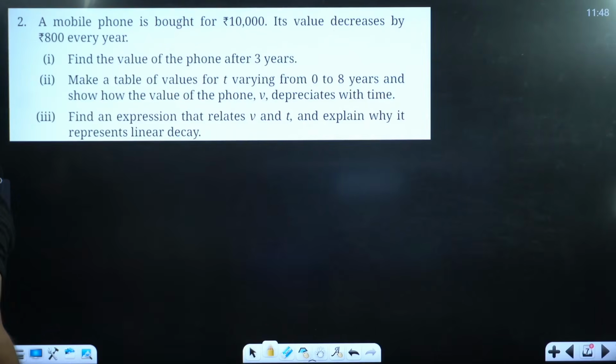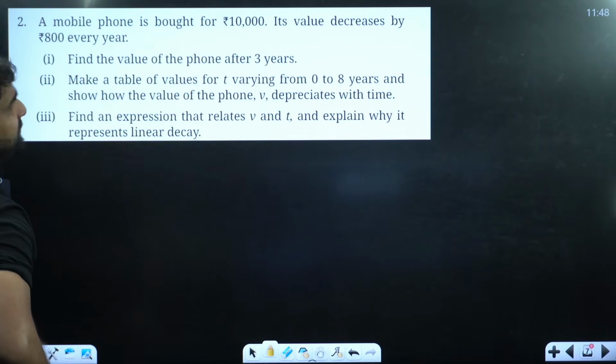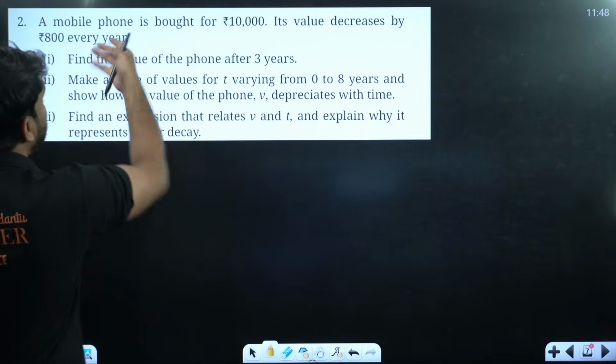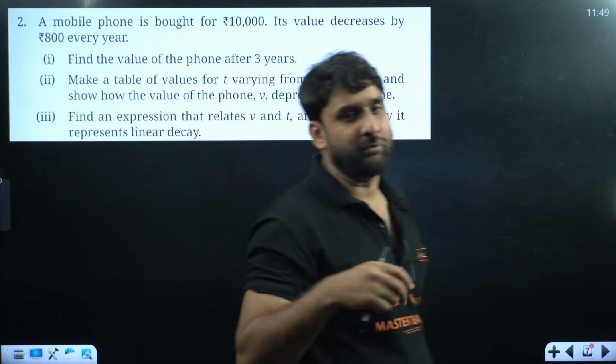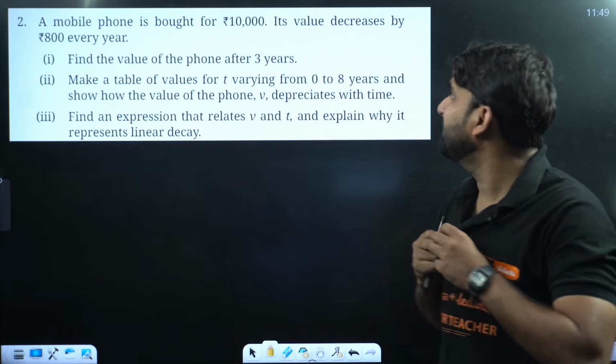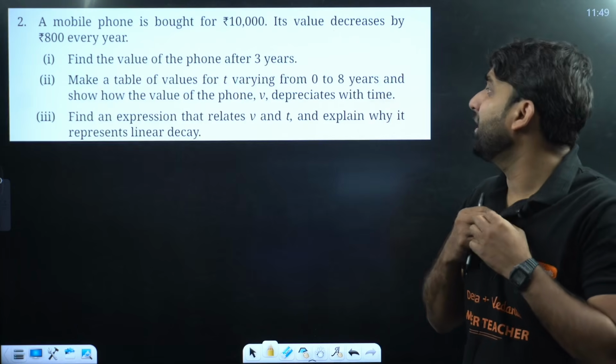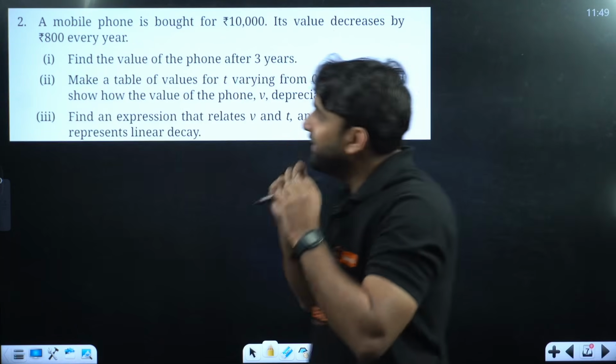A mobile phone is bought for rupees 10,000. Its value decreases by 800. So someone bought a mobile phone at the price of rupees 10,000, and the value of the mobile decreases every year by 800 rupees per year.